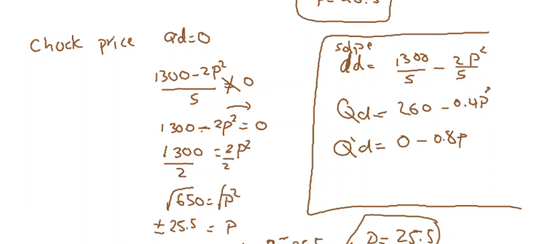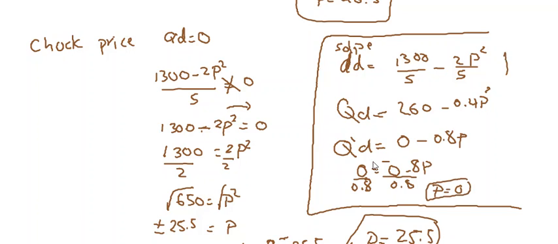To solve this one, we say that this is equal to 0, so 0 is equal to 0.8p. Divide by 0.8 on both sides. You will get that the price is equal to 0. This is one way.